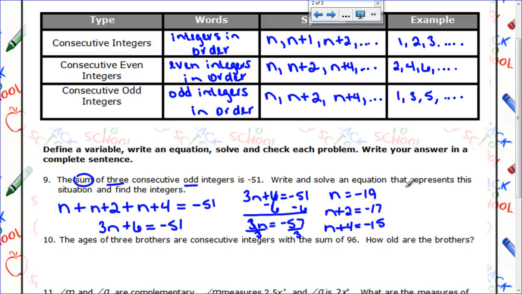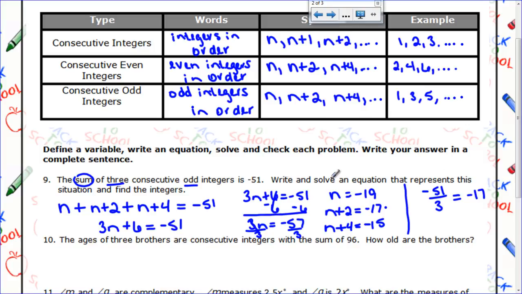The second way to do this is to take what you know their sum is, which is negative 51, and divide it by how many integers there are supposed to be. I'm supposed to have 3 of them. And so if you take negative 51 and divide it by 3, you get negative 17. And if you look, that was our middle integer right here.